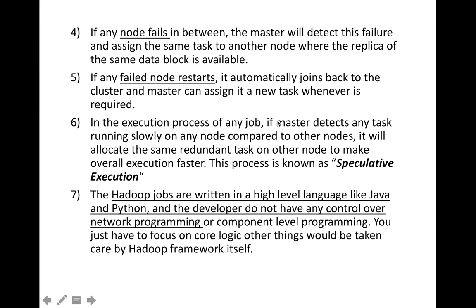Another concept is called speculative execution. Speculative execution means that if some machine is slow, the system can find a faster machine and move the task from the slow machine to the fast machine to make the whole processing faster. So this is also a design concept in Hadoop.